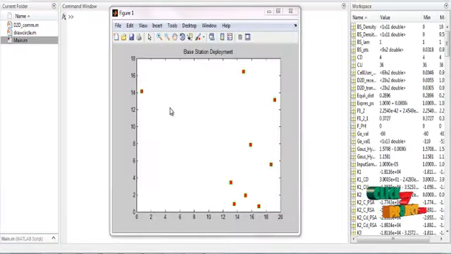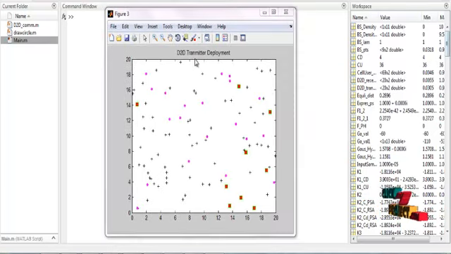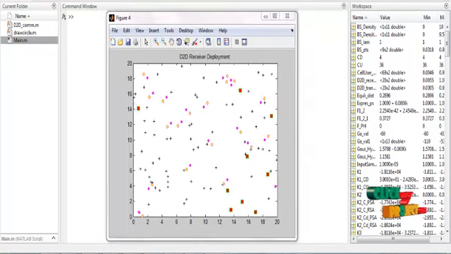In this first figure, this is the base station deployment. These are the base stations, and in the base station deployment, the cellular users are deployed. The plus marks indicate the cellular users of the process, and the pink color indicates the device to device transmitter. The sandal color indicates the device to device receiver deployment of the process.